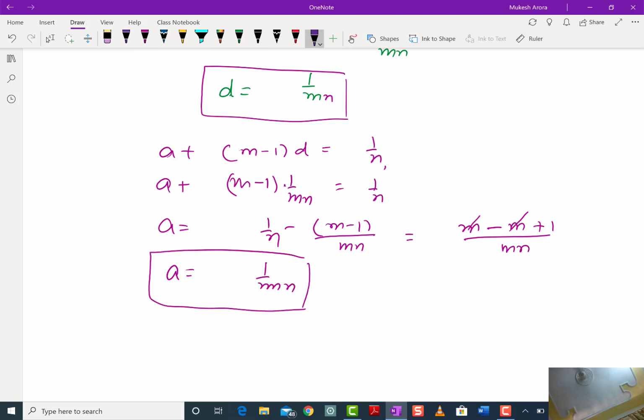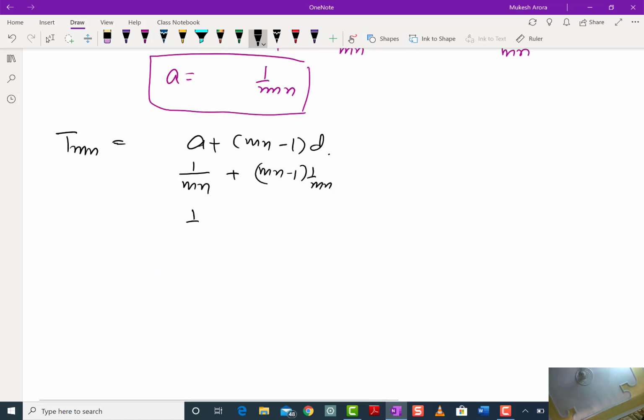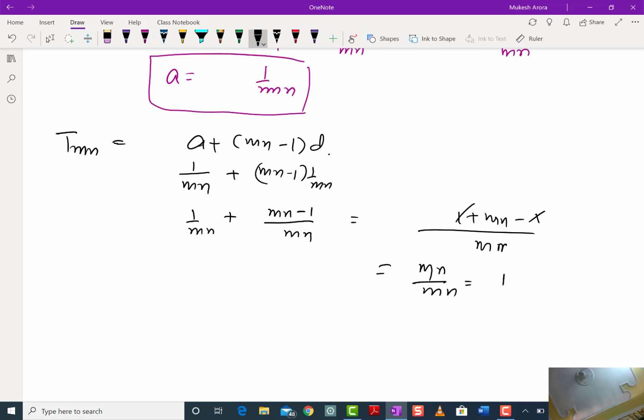Now we have to find the t mn. t mn is a plus mn minus 1 d. A is 1 by mn plus mn minus 1 by mn, which is equal to 1 by mn plus mn minus 1 by mn. So mn is the LCM. So 1 plus mn minus 1, this is cancelled. So mn by mn is equal to 1. So therefore t mn is equal to 1. So that is for today.